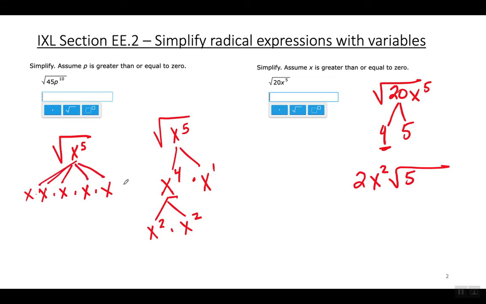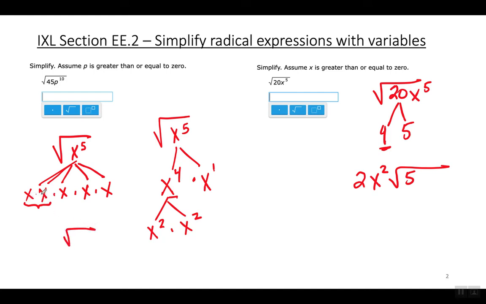All right, this is for people not getting it, but this is actually more work and slower. But x to the fifth power means this. So just think about it this way: every time a number or a variable appears twice, that means you can get the square root of it, so it goes outside the box.